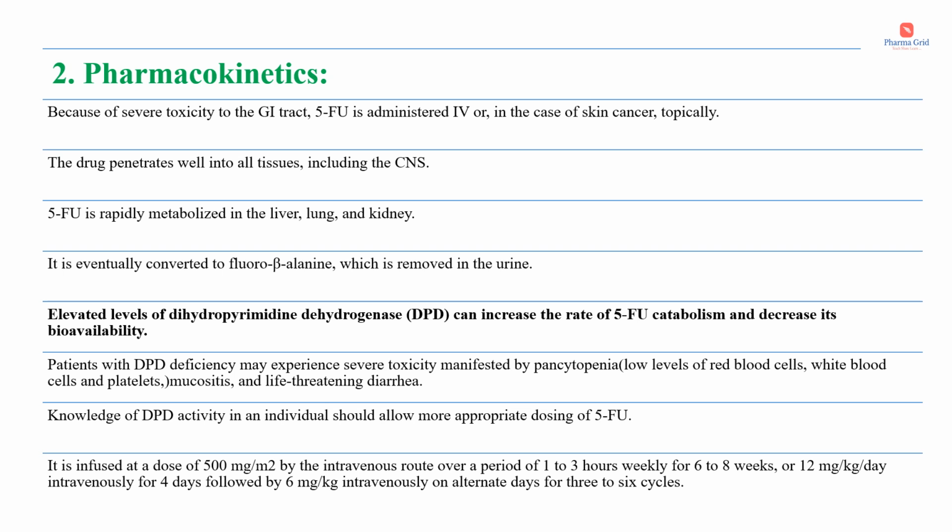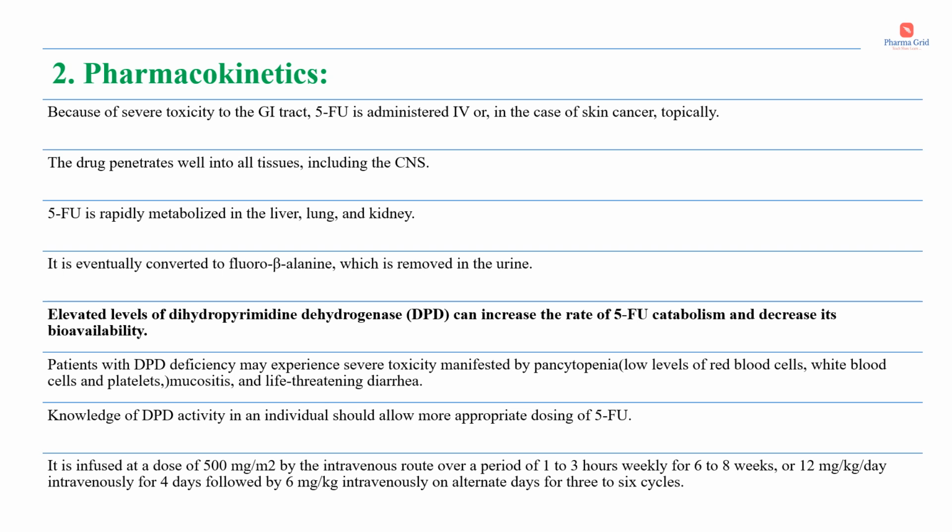Elevated levels of dihydropyrimidine dehydrogenase can increase the rate of 5-fluorouracil catabolism and decrease its bioavailability. So patients with DPD deficiency, DPD meaning dihydropyrimidine dehydrogenase, may experience severe toxicity manifested by pancytopenia. Pancytopenia means low levels of red blood cells, white blood cells and platelets, then mucositis and life-threatening diarrhea. Knowledge of DPD activity in an individual should allow more appropriate dosing of 5-fluorouracil.